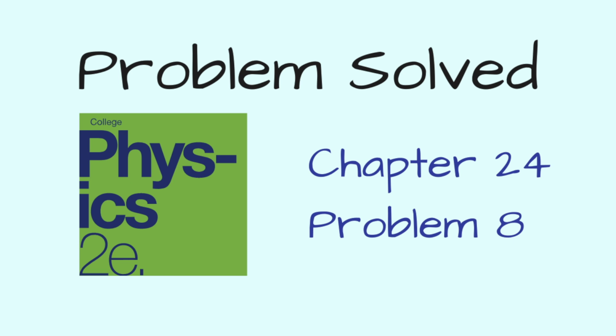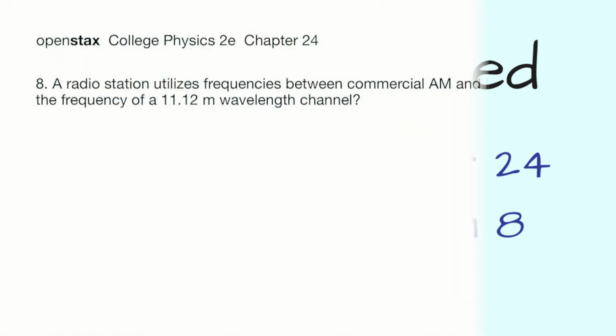Welcome. In this video, we are going to look at problem 8 from chapter 24 of College Physics 2E by OpenStax. In this problem, we have a radio station. It utilizes frequencies between AM and FM. We need to find the frequency of a 11.12 meter wavelength channel. Let's start with what we know.